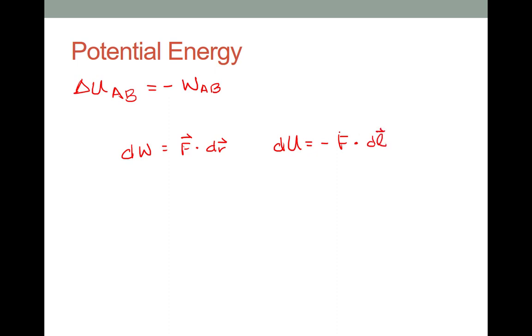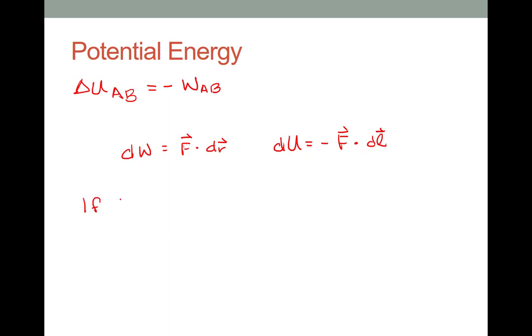And you're like, dl? Where'd the L come from? Well, it's a little chunk of length. dl is a little chunk of length. Okay, which if you think about it, a little chunk of displacement, that also is a little chunk of length as well. But the dl is kind of acknowledging the fact that this can change the direction depending on what the force is doing, like with friction.